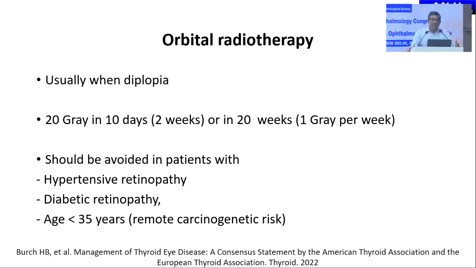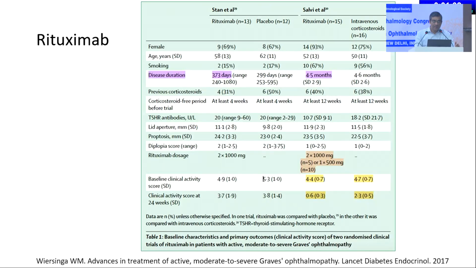Orbital radiotherapy is not a standard first line therapy, but it is usually given along with the glucocorticoids when the patient has significant diplopia. When it is preferred, 20 gray in 10 days is delivered, and it should be avoided in patients with hypertensive retinopathy, diabetic retinopathy, and age less than 35 years.